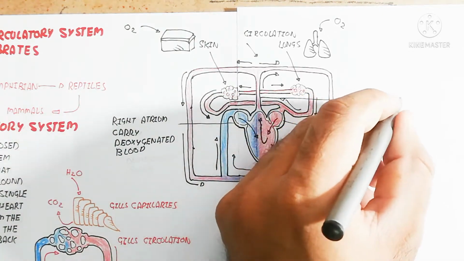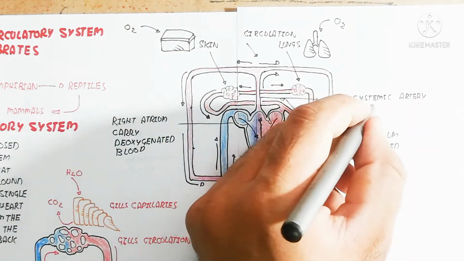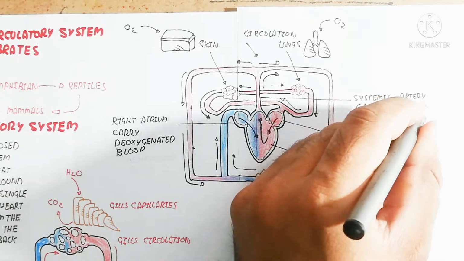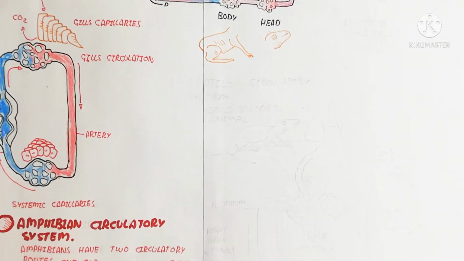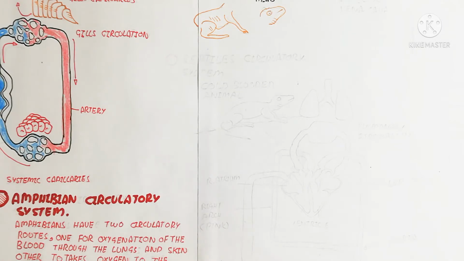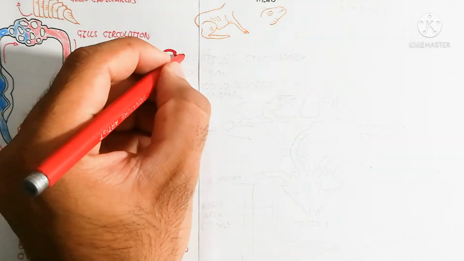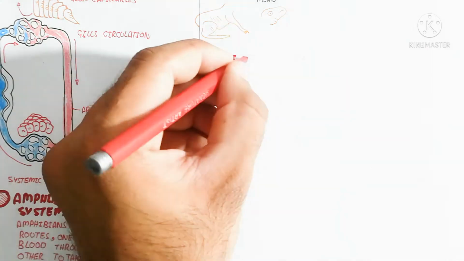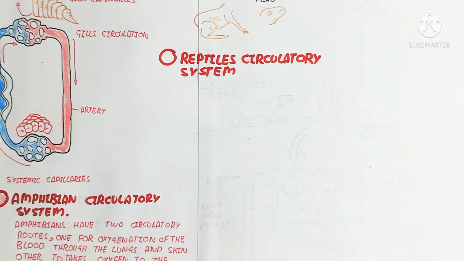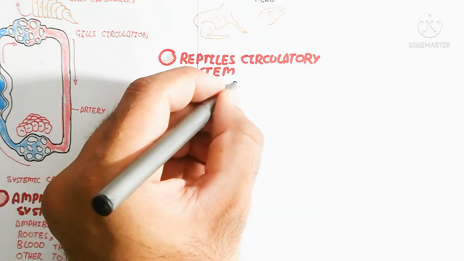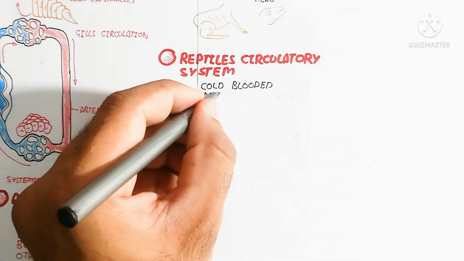So basically the mixed blood is moved into the body for bathing the tissue. The skin is very important. Why? Because the frog hibernates in the soil. That means the frog will not use breathing as much, but the skin is used for the breathing mechanism.